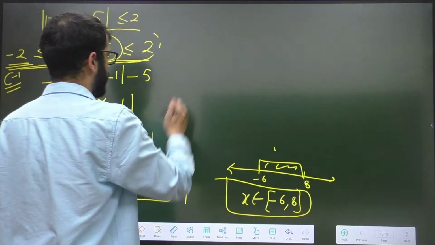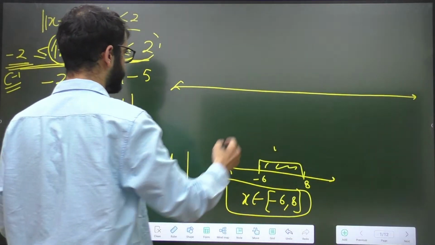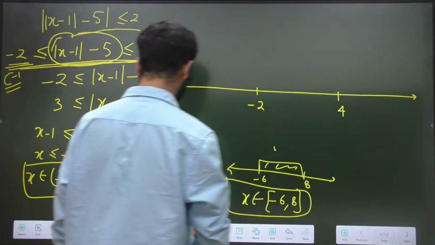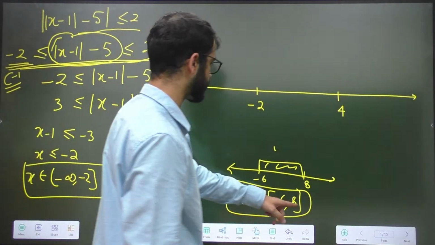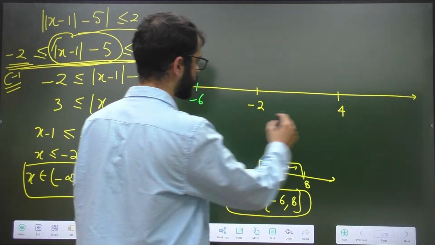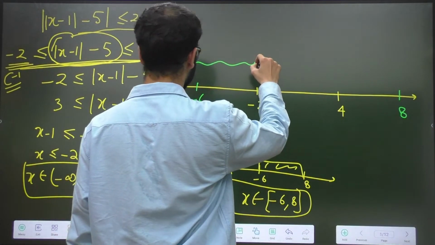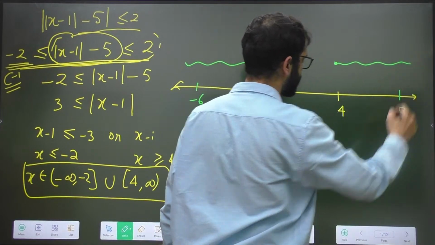I'm going to draw a common number line representing both of them, minus infinity to minus 2 and 4 to infinity. Then I'll change the color for the second condition. It will be minus 6 to 8. Minus 6 lies somewhere over here and 8 lies over here. So it is minus infinity to minus 2, closed interval. Then from 4 to infinity, again closed interval, goes till infinity.